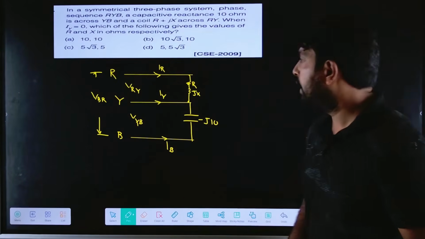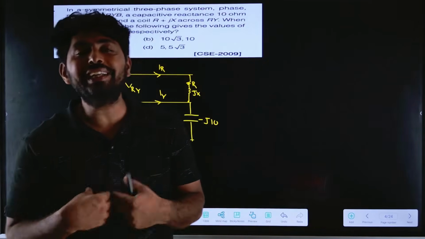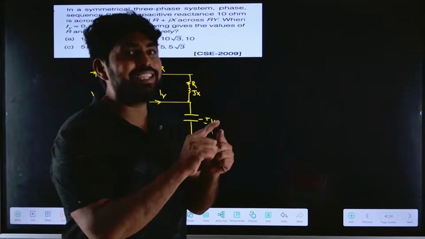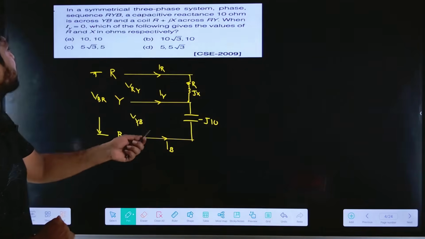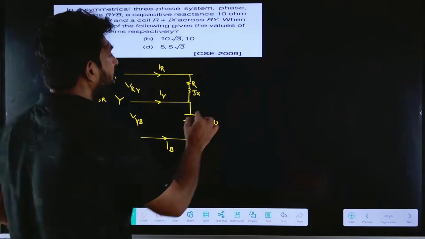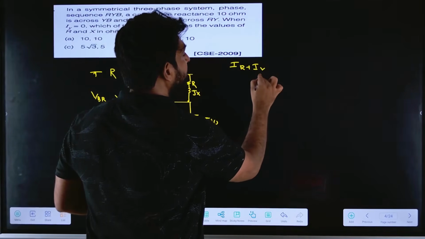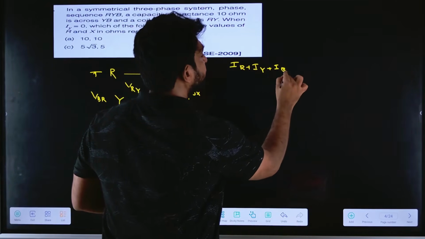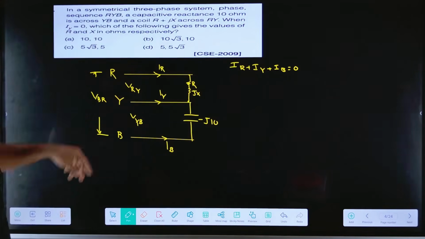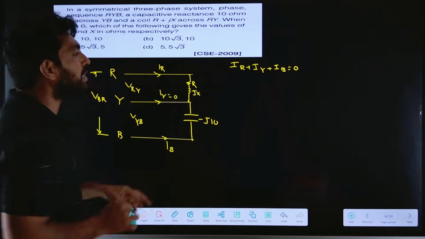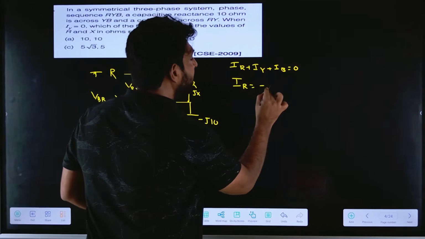In a balanced circuit, if I add the three currents, it will be 0. That is, IR plus IY plus IB should be equal to 0. IY is already given as 0, it was mentioned in the problem. So IR is equal to minus IB. The current IR equals minus IB.